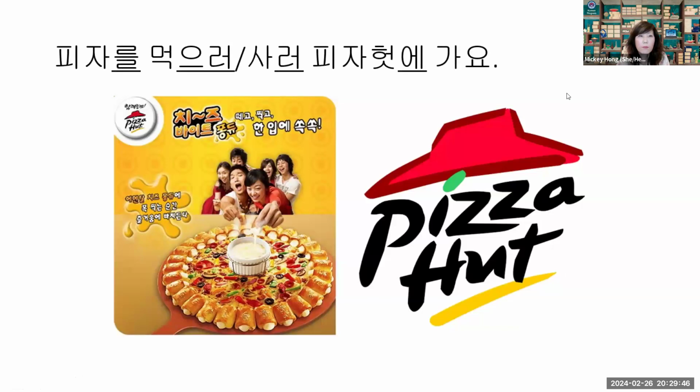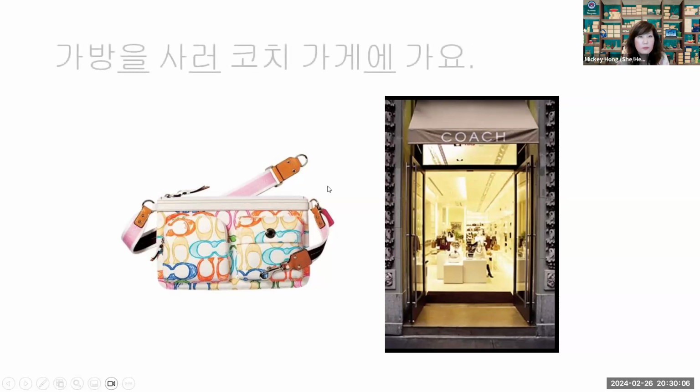Pizza를 먹으러 or 사러 피자헛에 가요. In order to eat or buy pizza, you're going to Pizza Hut, and you can have the location at the very beginning. 가방을 사러 코치 가게에 가요. In order to buy the bag, you go to the Coach store. So you can say 가게에 가방을 사러 가요.